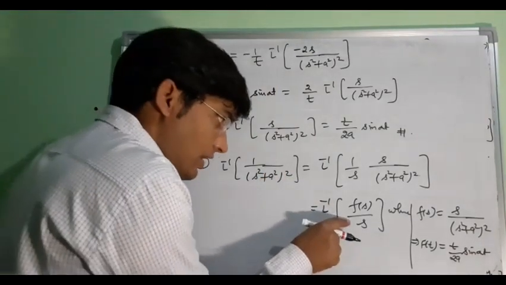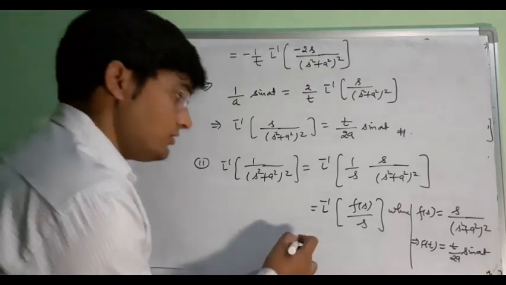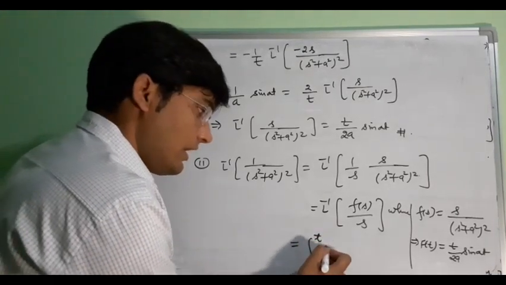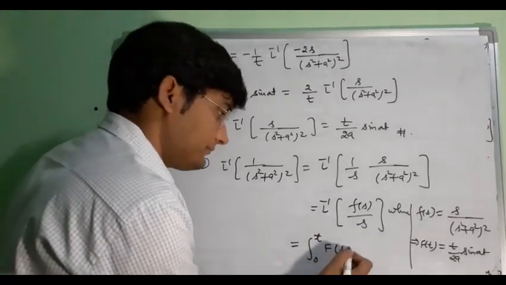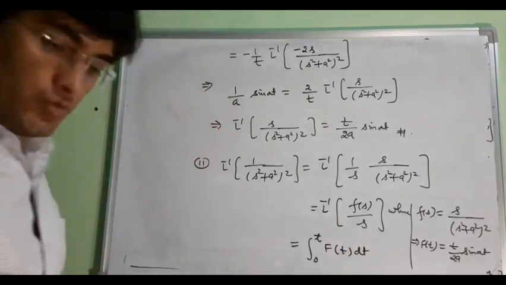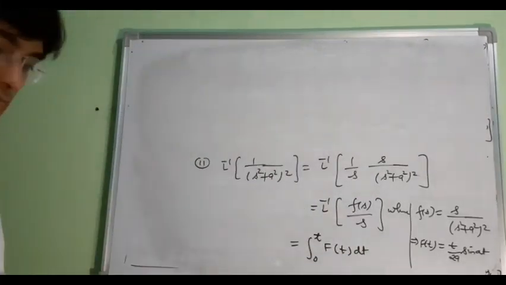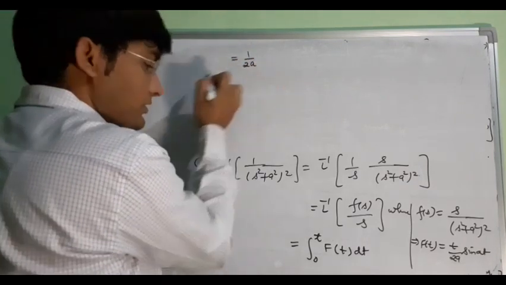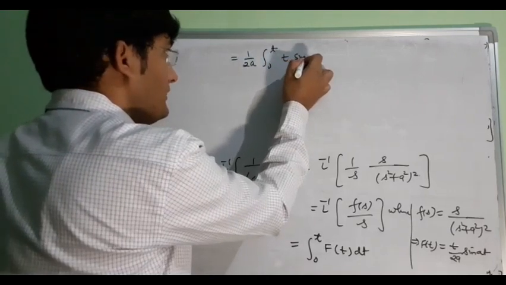Now we have the formula for Laplace inverse of F(s) upon s, which was the integral 0 to t f(u) du, or you can say f(t) dt. Now using this formula, our answer will be 1 by 2a integral 0 to t sin at dt.